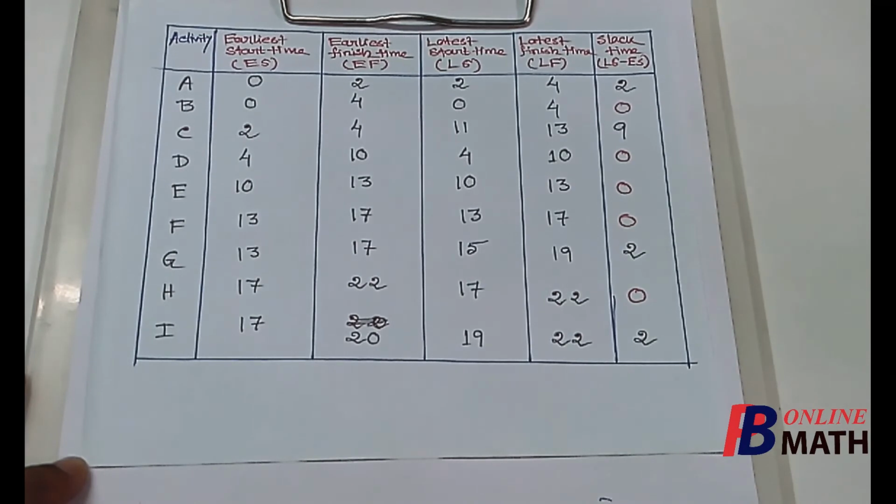So we have found that the minimum time required to complete all the activities is 22 days. So this is the minimum time required to complete the project. We have found the critical activities. We have already found the critical path and also these data. So that completes the solution.